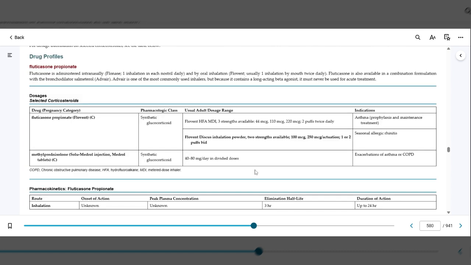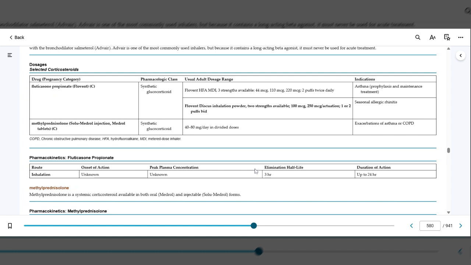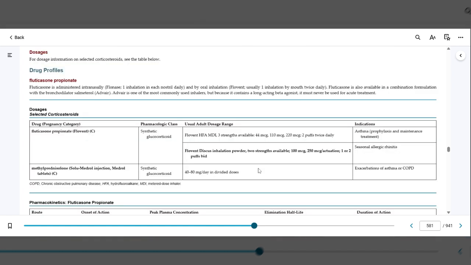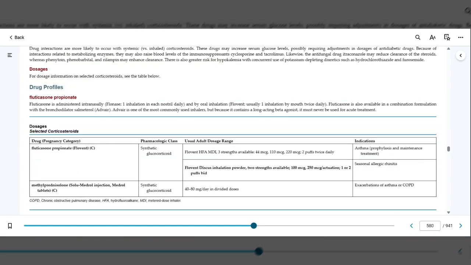We have one drug here, fluticasone propionate. It's administered intranasally or by oral inhalation. It's often available in a combination form with a bronchodilator. So we want to make sure we're teaching to use the bronchodilator first, and then the corticosteroid, and then to make sure they rinse their mouth out after that.